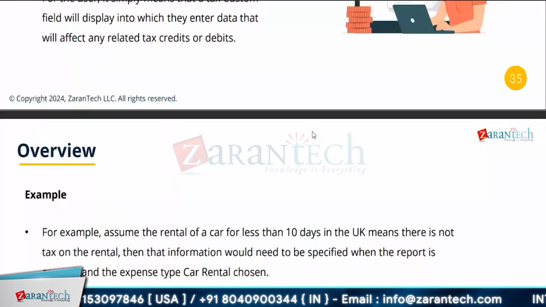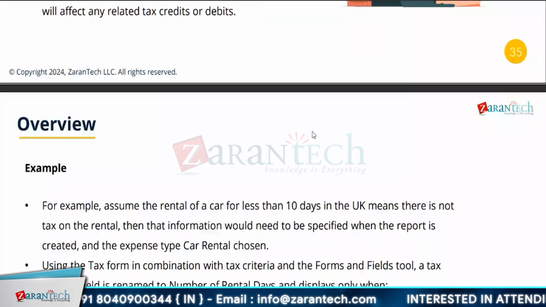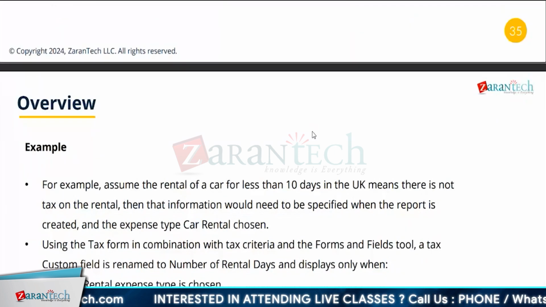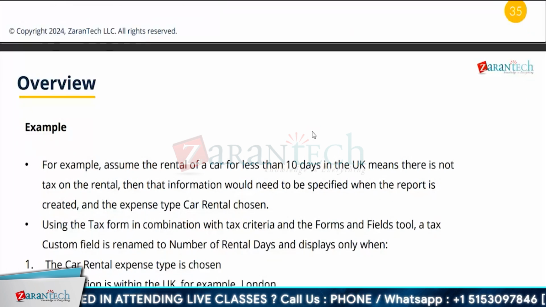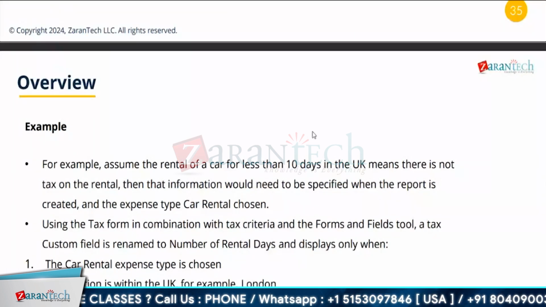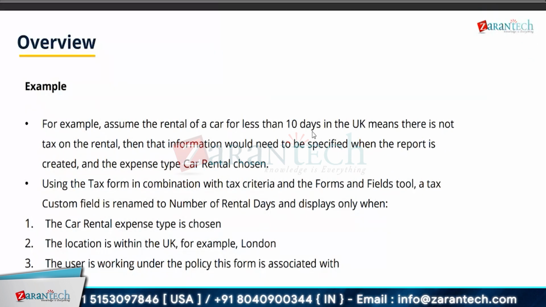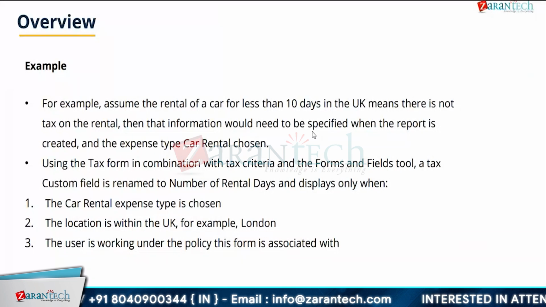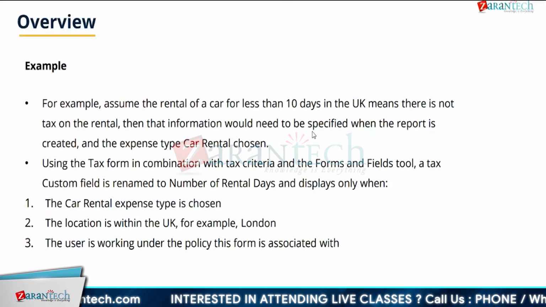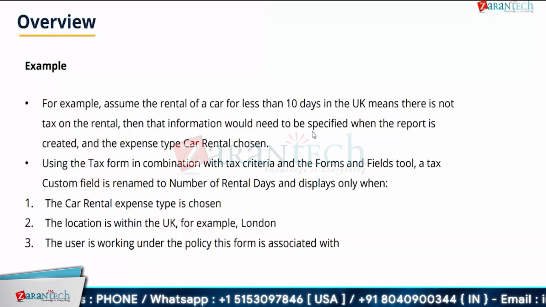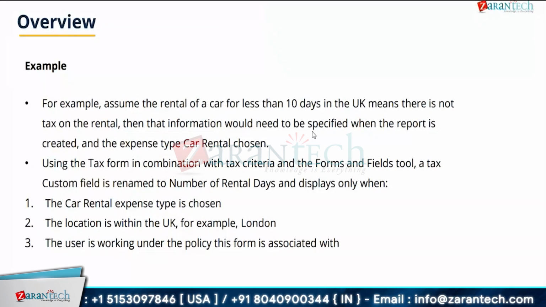For example, assume the rental of a car for less than 10 days in the UK means there is no tax on the rental. Then that information would need to be specified when the report is created and the expense type car rental is chosen. Using the tax form in combination with tax criteria and forms and fields tools, a tax custom field is renamed to number of rental days and displays only when the car rental expense type is chosen. The location is within the UK.